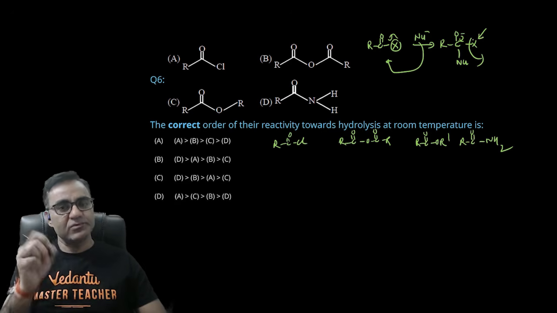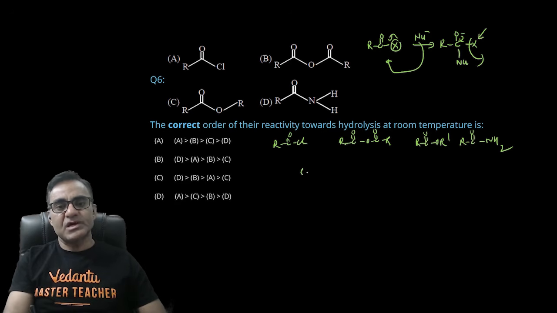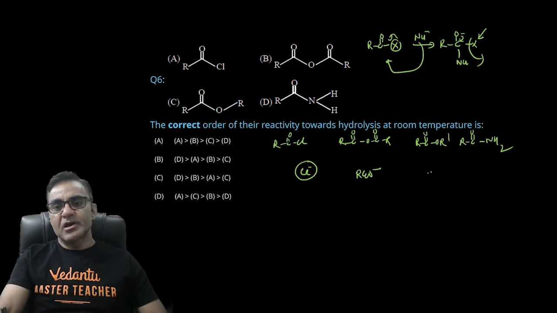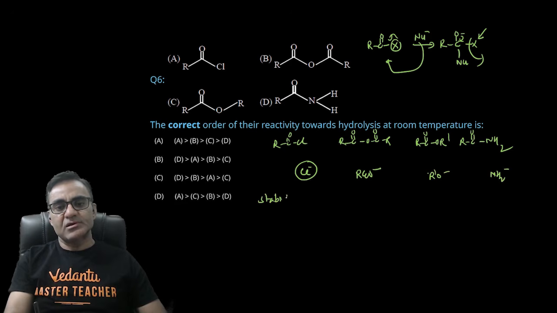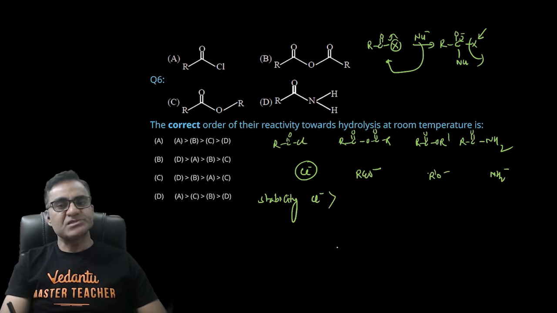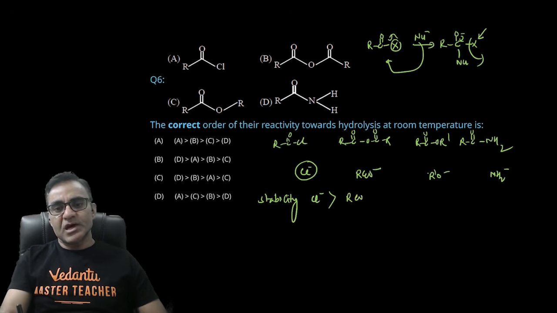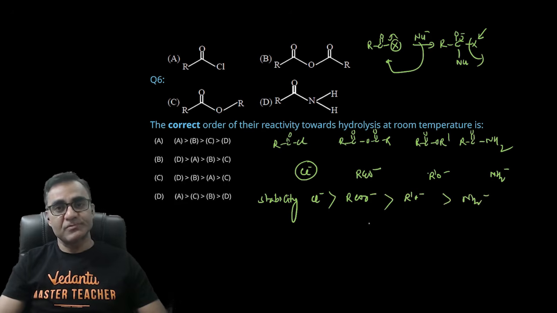ग्रुप होगा रिएक्टिविटी उतनी ज्यादा होगी। तो लीविंग ग्रुप जैसे RCOCl में क्लोराइड है, एनहाइड्राइड में RCOO- है, और एस्टर में RO- है, और अमाइड में NH2- है। तो अगर मैं इनकी स्टेबिलिटी कंपेयर करूं तो क्लोराइड आयन इज फाउंड टू बी द मोस्ट स्टेबल, साइज फैक्टर एज कंपेयर टू ऑक्साइड, and then RCOO minus, then RO minus, then NH2 minus. NH2 minus is most unstable, right?